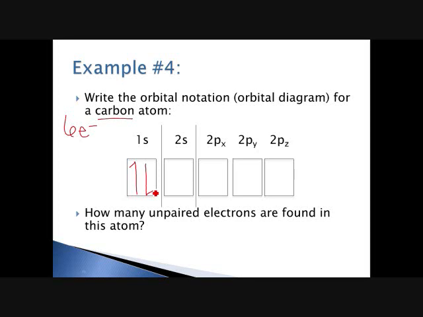So then now we're going to cross the barrier and move to the second one. Okay, it's only 1 box, so we put 1 up, 1 down. That is 4 out of our 6. So we are almost done, but we still need to do 2 more. So we'll move on to the P sublevel.